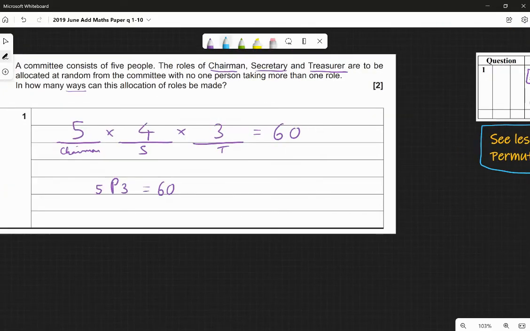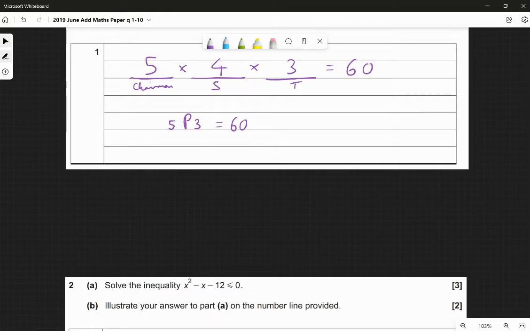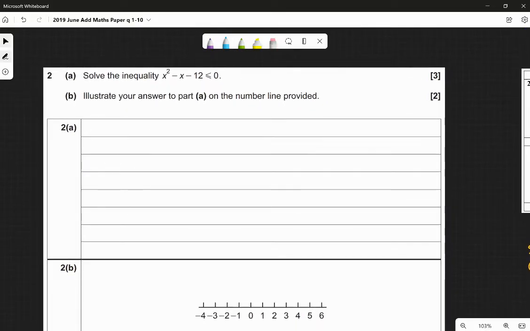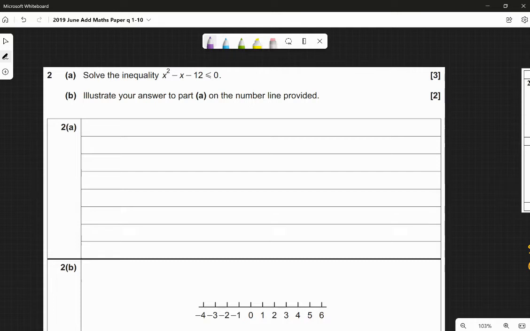Okay, let's move on to question 2. Remember, before I go through the questions, make sure you've had a go at it yourself. Question 2a. Solve the inequality x squared minus x minus 12 is less than or equal to 0. So this is a quadratic inequality.